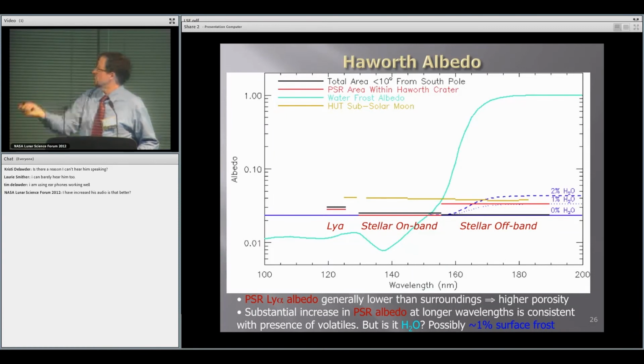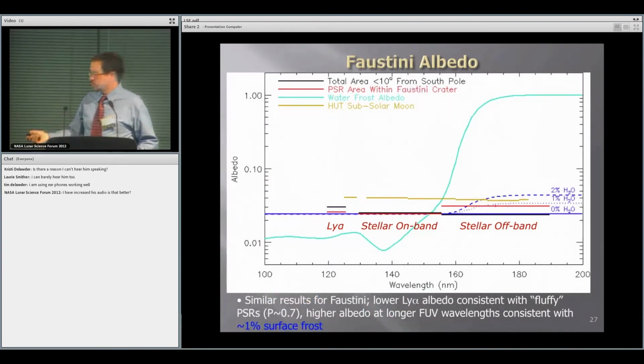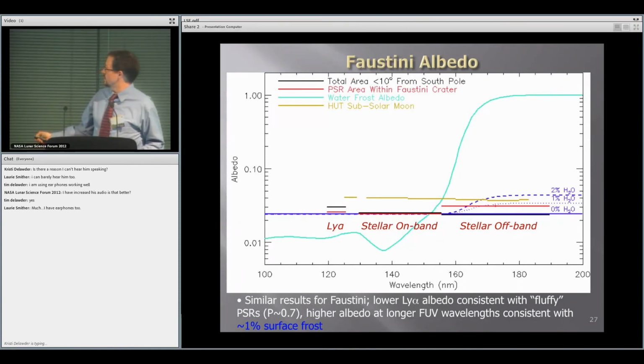Next slide, please. We find very similar results with the Faustini albedo. Again, decrease in albedo at Lyman alpha and on-band, and then a spectral reddening off-band. And there the implication would be just shy of 1%. I should say the yellow line here is the previous HUT space shuttle experiment measurement near the subsolar point that shows a general trend like this, which is consistent with the black line, the area outside of the PSRs. And so these relative comparisons are really useful.